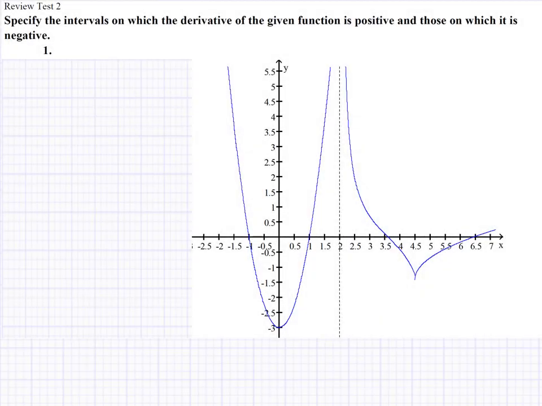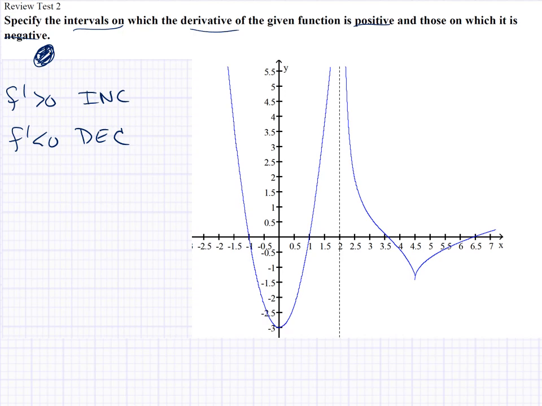Okay, now we have some increasing and decreasing questions. Ignore the numbering here with these. This is just the next one on. So find the intervals on which the derivative is positive and negative. Well, what do you know? When the derivative is greater than 0, the function is increasing. When the derivative is less than 0, we're decreasing. And you know the increasing is going up, decreasing is going down.